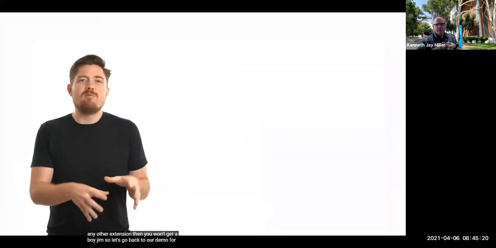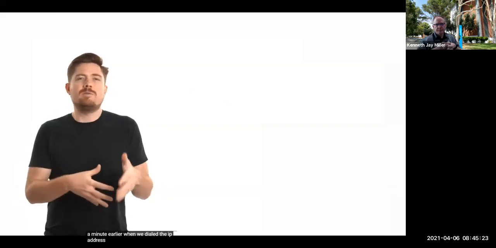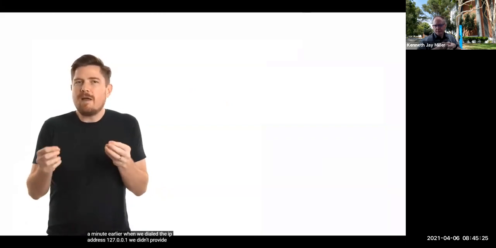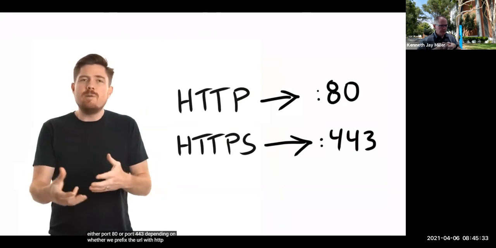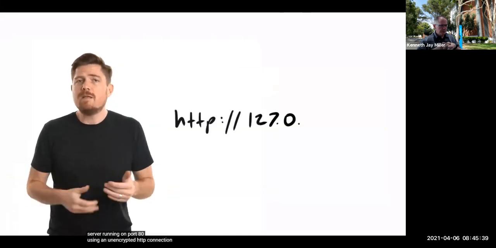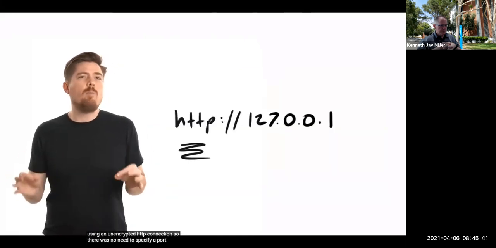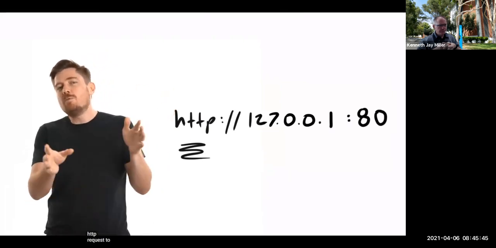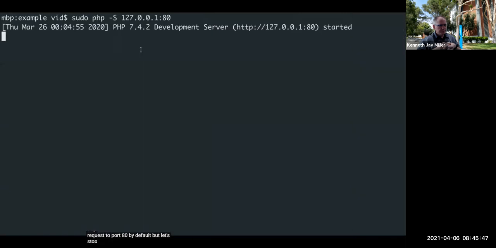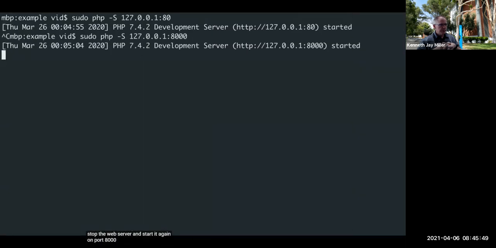So let's go back to our demo for a minute. Earlier, when we dialed the IP address 127.0.0.1, we didn't provide a port. And that's because a web browser automatically sends web requests to either port 80 or port 443, depending on whether we prefix the URL with HTTP or HTTPS. In the demo, I had the web server running on port 80 using an unencrypted HTTP connection. So there was no need to specify a port, as the web browser automatically routed our HTTP request to port 80 by default. But let's stop the web server and start it again on port 8000.